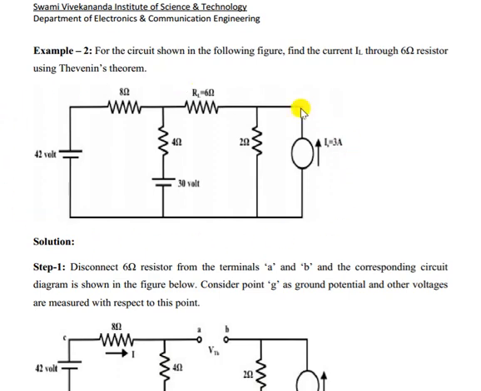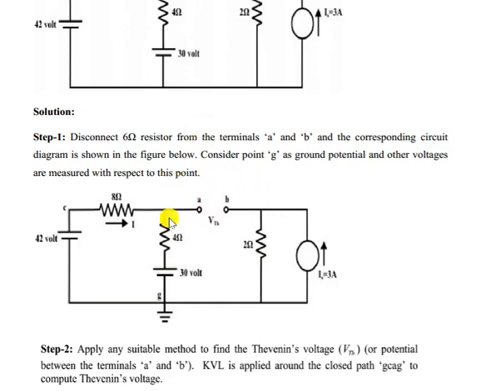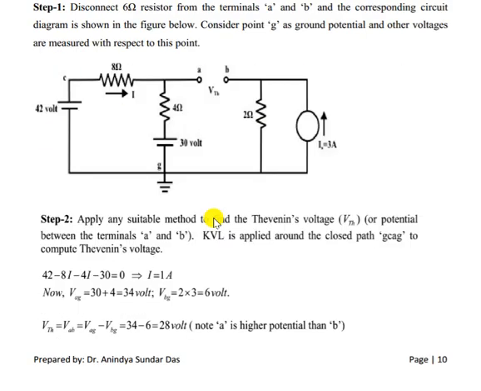First point, again you have to find out where is the RL. RL is here, so this one you have to remove. After removing, you have to redraw the circuit and you have to find out VTH here. Okay. Now for that you can apply KVL, that is mesh analysis.